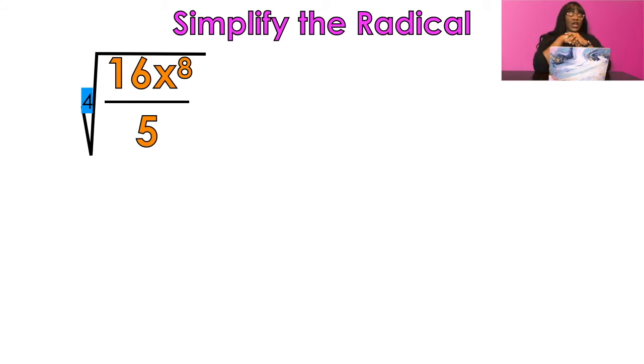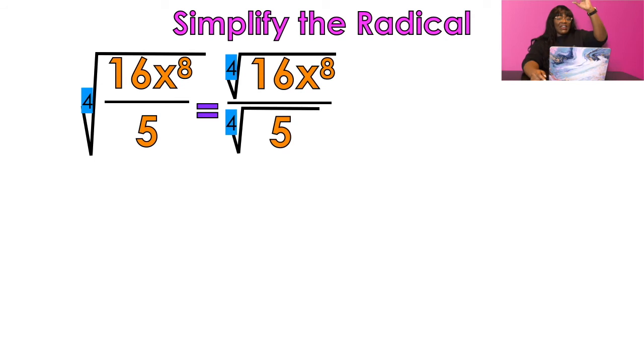Let's do the fourth root of 16x to the 8th over 5. Now look, this problem is different from the others because everything is under the radical already. But remember in math, if I can go forwards, I have to be able to go backwards. So I have the fourth root of 16x to the 8th over 5, and I can't simplify 16 over 5. They don't go into each other evenly. So to try to simplify my problem, I'm going to separate the radicals, one radical on top and one radical on the bottom.